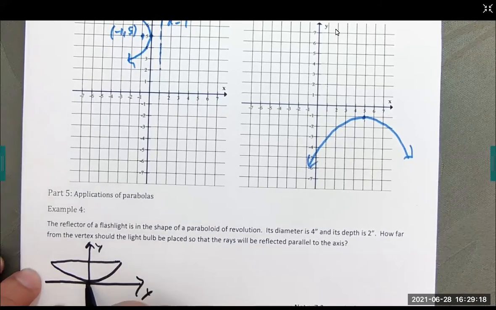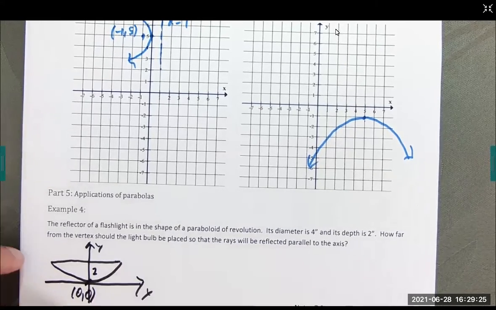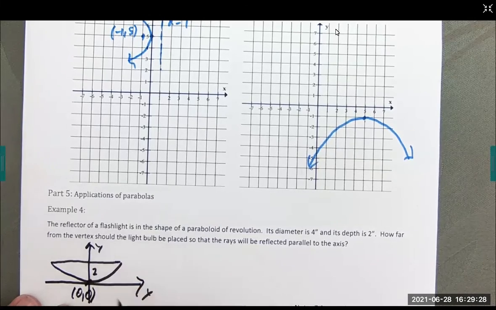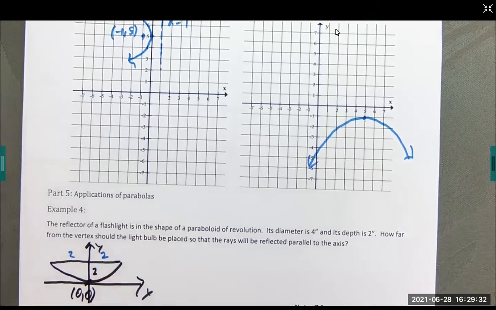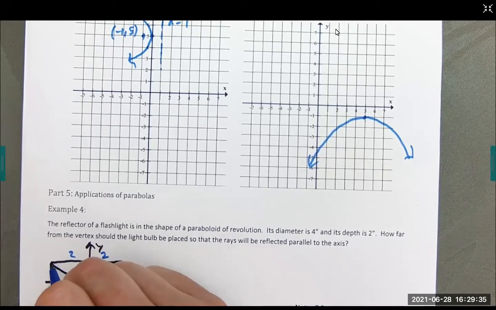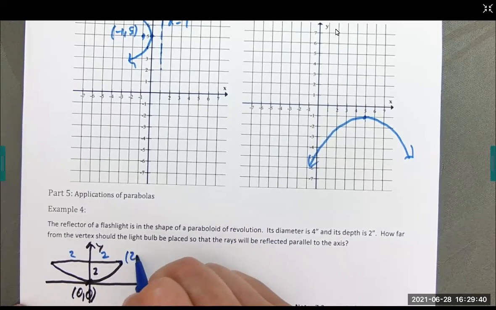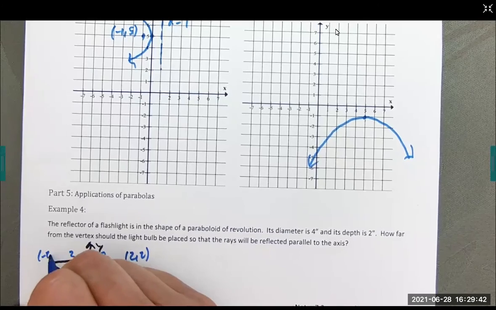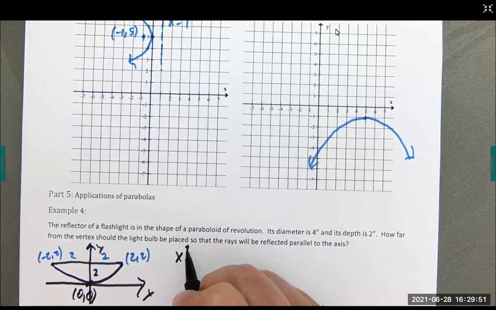Now, if we make this 0, 0, that makes this point, and this is a distance of 2 here. And that also makes this a distance of 2. Since the whole thing is 4, that's a 2 there, and that's a 2 there, which makes these points the point 2, 2. This point here is negative 2, 2. And this is the scenario here. And we're looking for a.